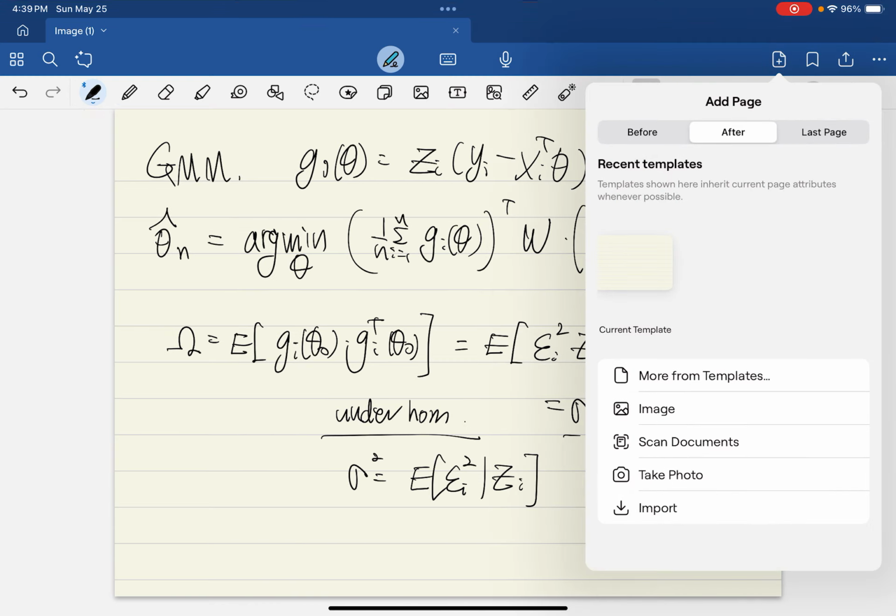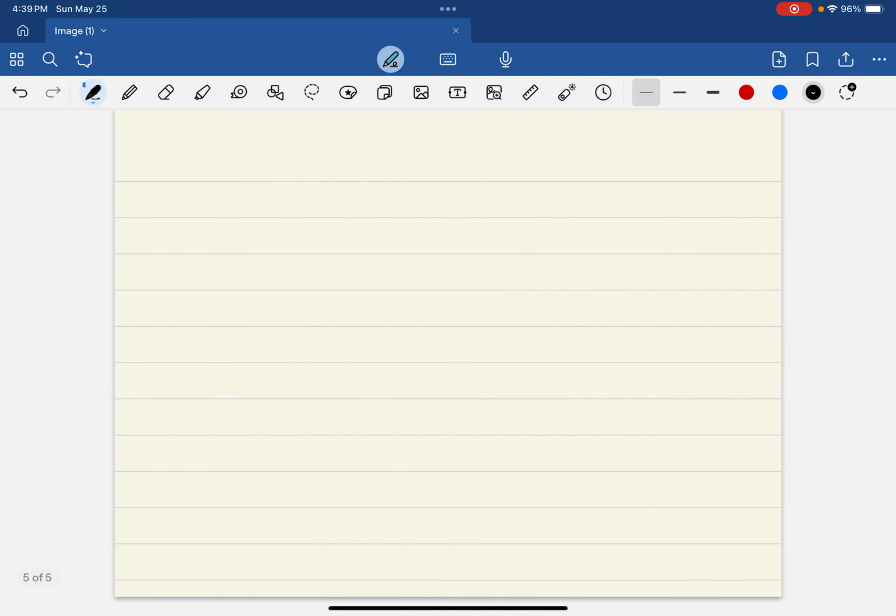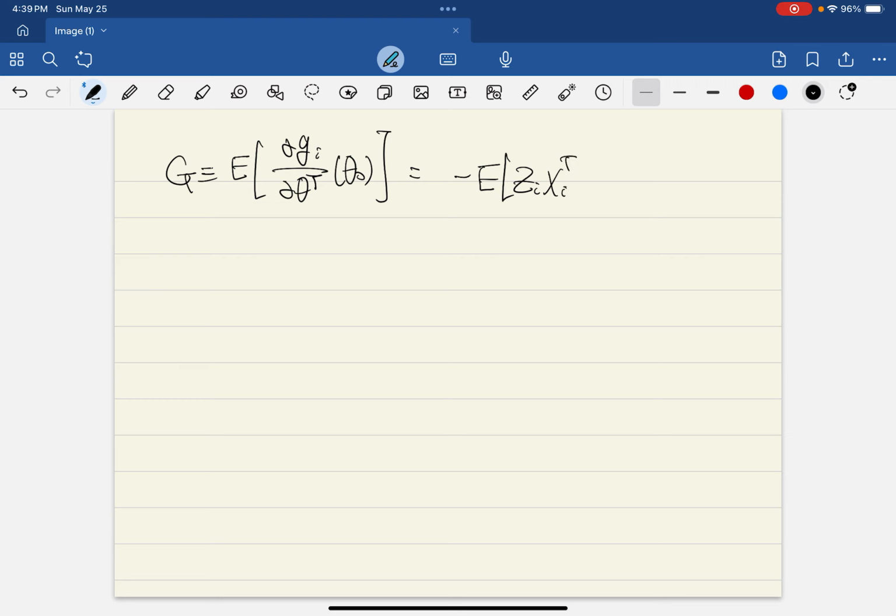And let me add another page. And then we also define g as the derivative at the true value. Here I had to transpose, it is pretty simple again, z_i x_i prime. So everything is pretty simple in GMM. And then, based on this notation, we know that the optimum weight should be omega inverse.